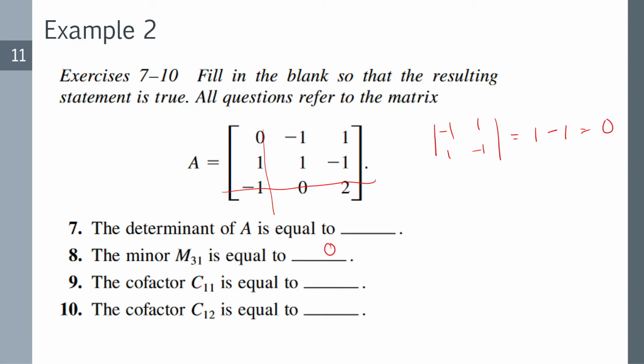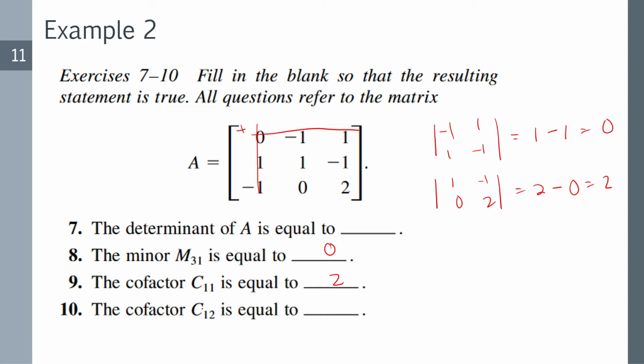Okay, and then the cofactor. The cofactor for C11. So I have C11. This one, the minor is 1, 0, negative 1, 2. So it equals 2 minus 0, which is 2. But then the first one is a plus, so its answer is 2.